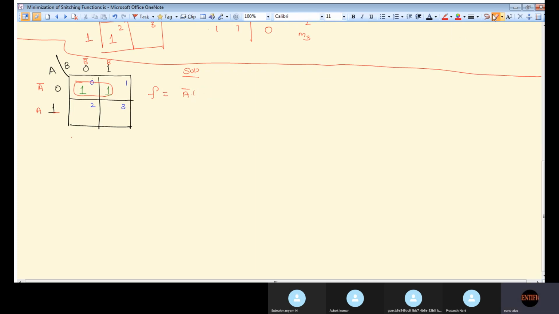See, a sum of products, a plus b bar into b. b bar into b will be equal to what? 0. This function is nothing but, sorry, a bar. This is a bar. So this way you need to write the function. Understood?